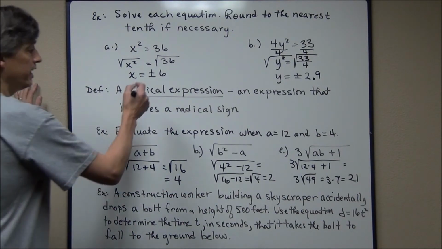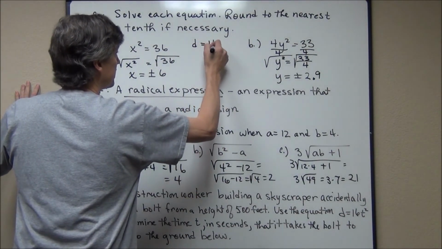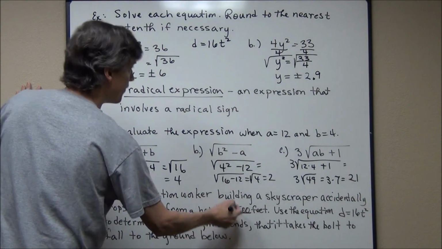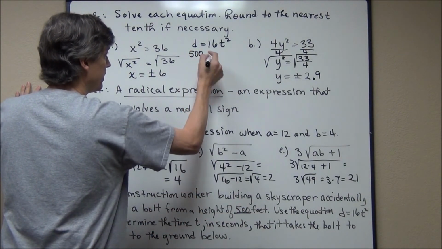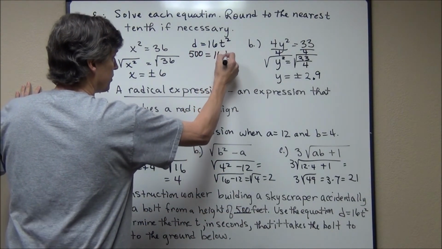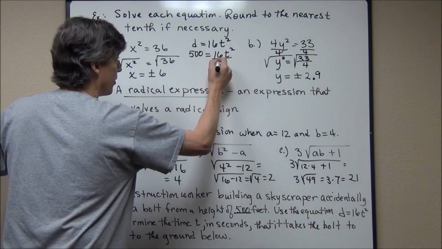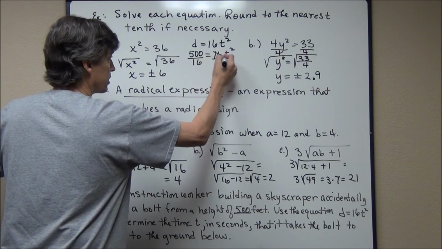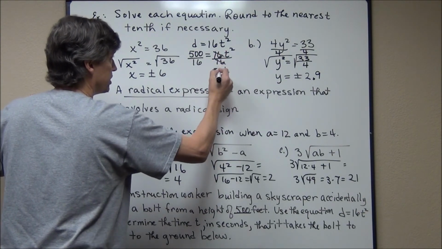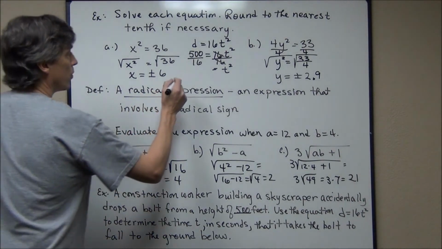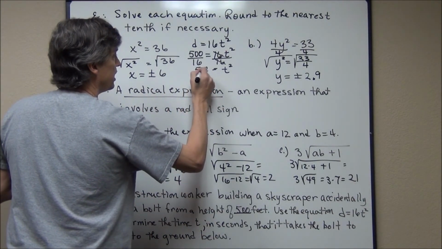So I have d equals 16t squared. I'm going to substitute in for the distance 500 right here. And this becomes a problem a little bit like the one to the right. I'm solving for t, I'm going to have to divide both sides by 16. Looks like I'm going to need a calculator because I know 16 does not divide evenly into 500. I grab my calculator. I'll just go ahead and leave it as 500 over 16 for now.